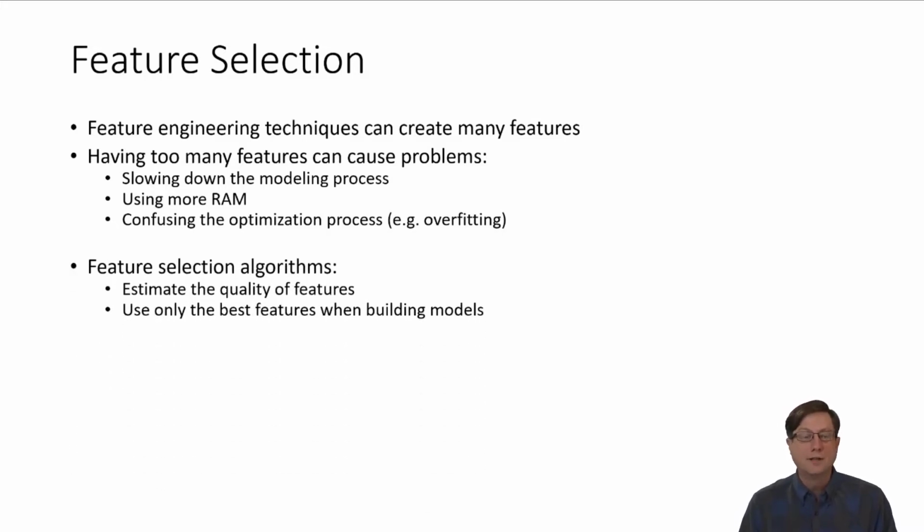In general, feature selection algorithms work by estimating the quality of the features that you make available to them, and then using only the best features when building the model. So there's a couple of components you could see, and we're going to look at 3 different ways of estimating the quality of features in this lecture.